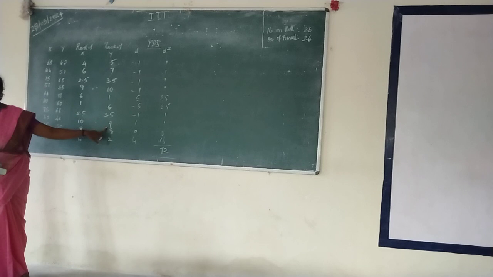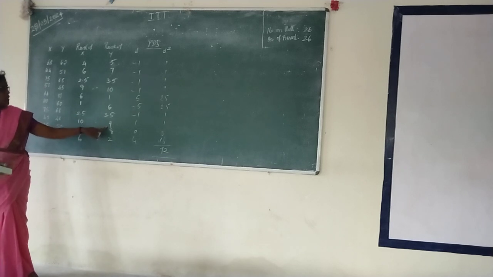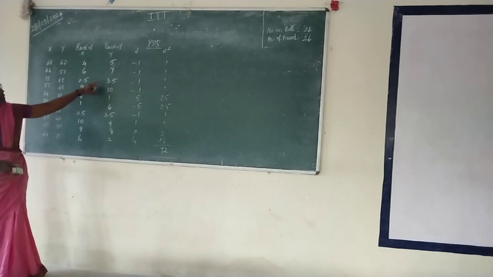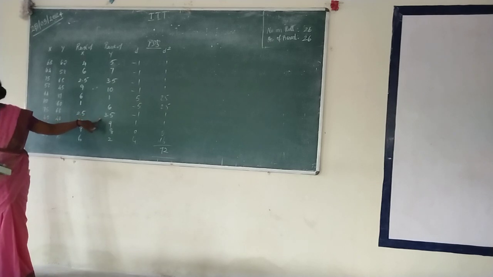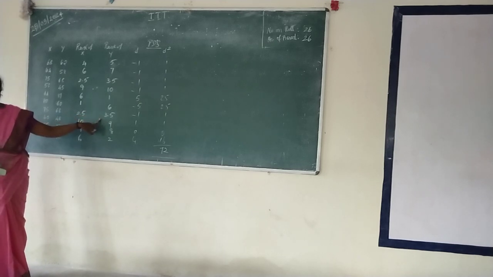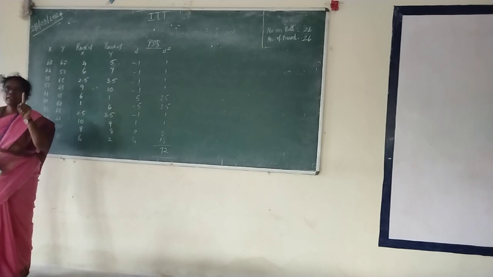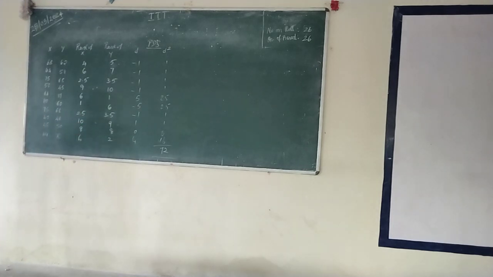In y, how many values are repeated? Only 1 number. 1 repeated value only, no? So for that you have to find 1 correction factor. Over the repeated value, the correction factor has to be found. No, it is not as a whole.